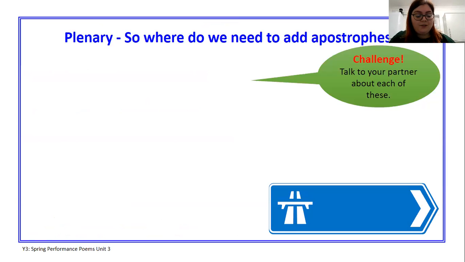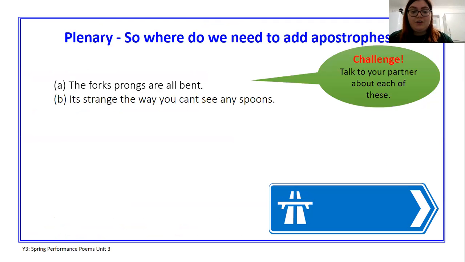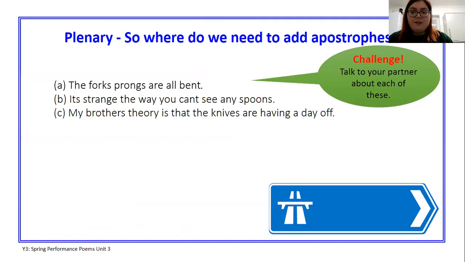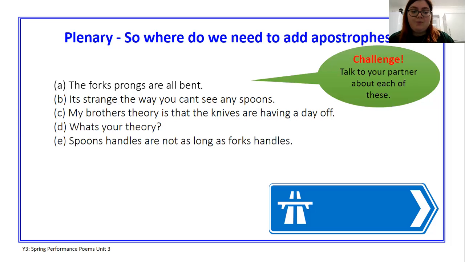Okay, so you should have spent a long time there having a go at your sentences. So now we're just going to do the challenge, looking at the plenary. Where do we add our apostrophes? The forks prongs are all bent. It's strange the way you can't see any spoons. My brother's theory is that the knives are having a day off. What's your theory? Spoons' handles are not as long as forks' handles. Tomorrow isn't the knives' day off. So it's going to go back to those.